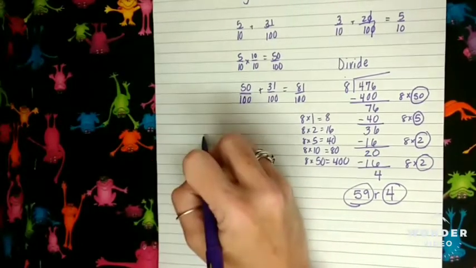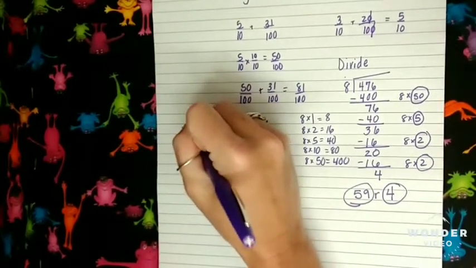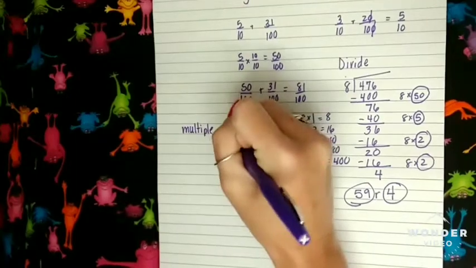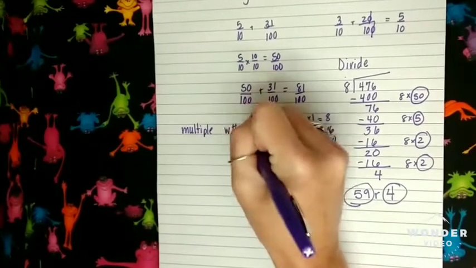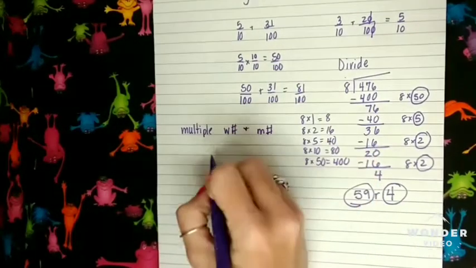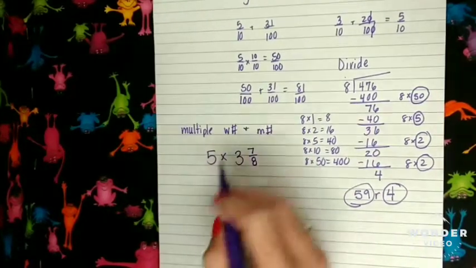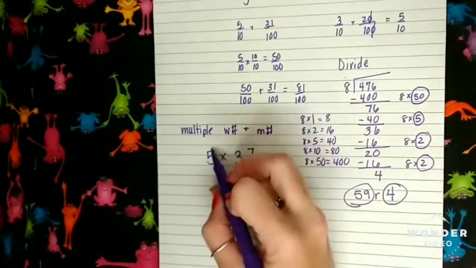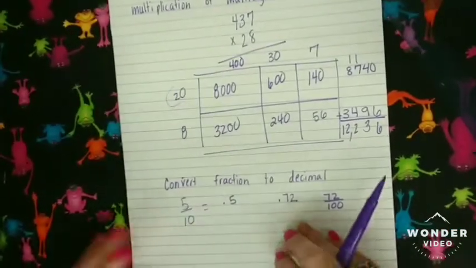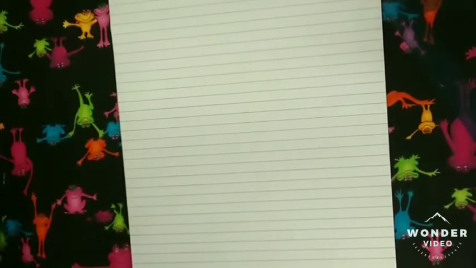Multiplying whole numbers and mixed numbers. So 5 times 3 7/8. What I need to do is distribute this 5. All right. They will need to know, oopsie, these are my papers. They will need to know how to multiply whole numbers with mixed numbers.